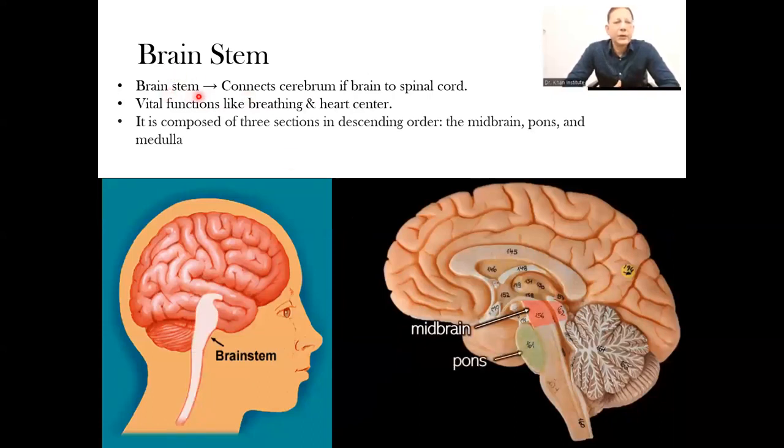Brainstem. The brainstem connects the cerebrum of the brain to the spinal cord. It plays a vital role. It has three parts: midbrain, pons, and medulla oblongata. They play a very important role in heartbeat and respiratory control.